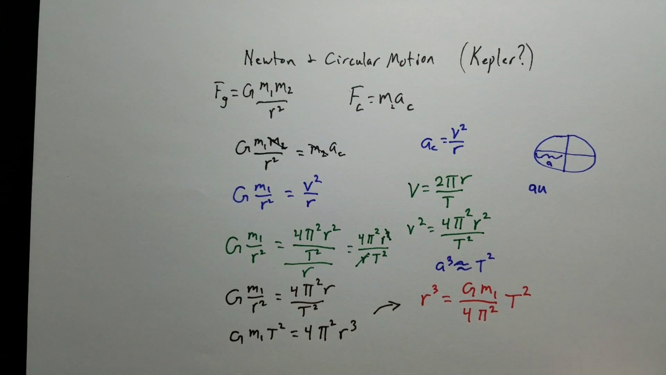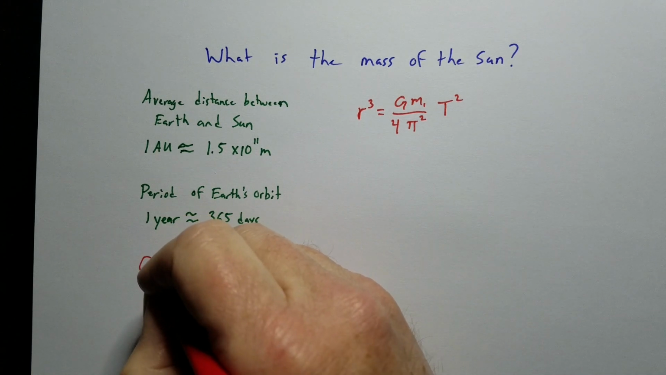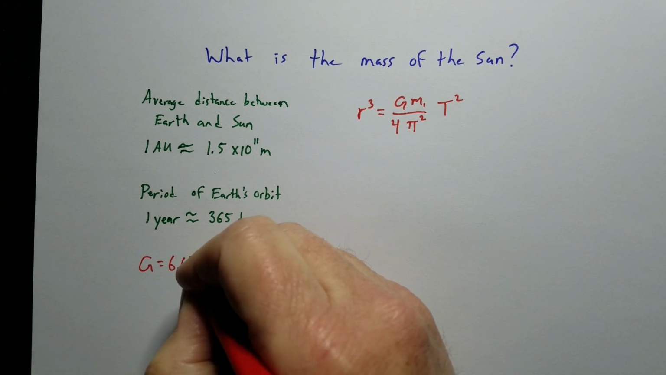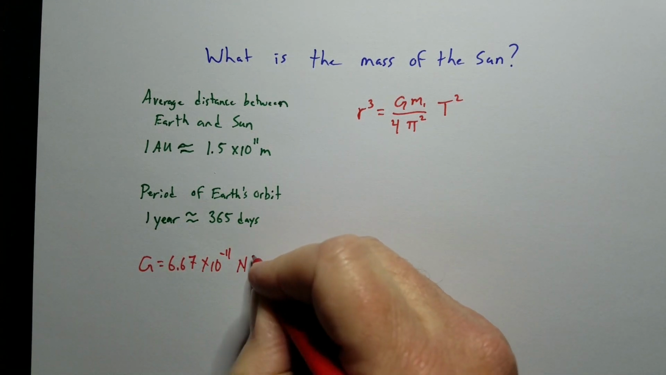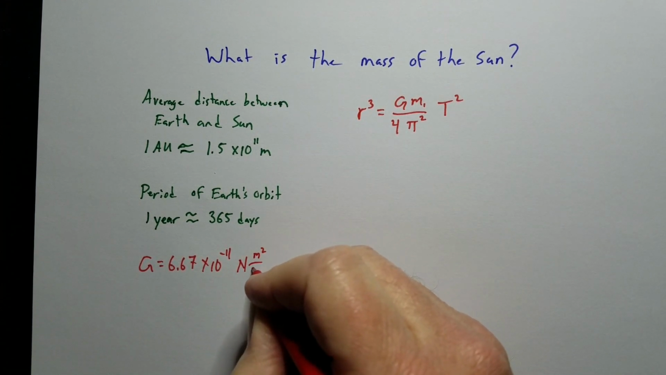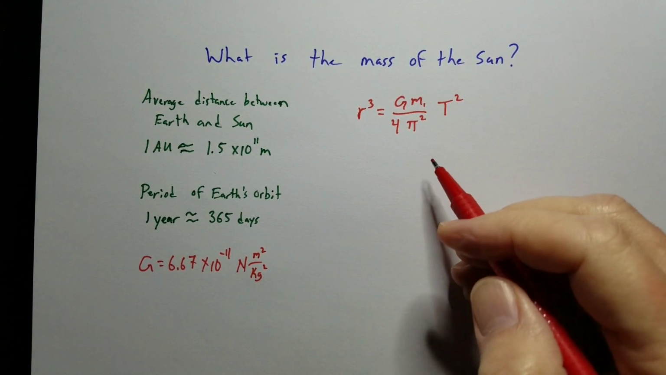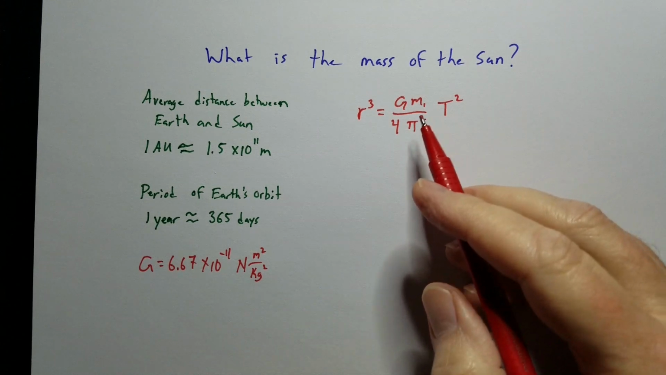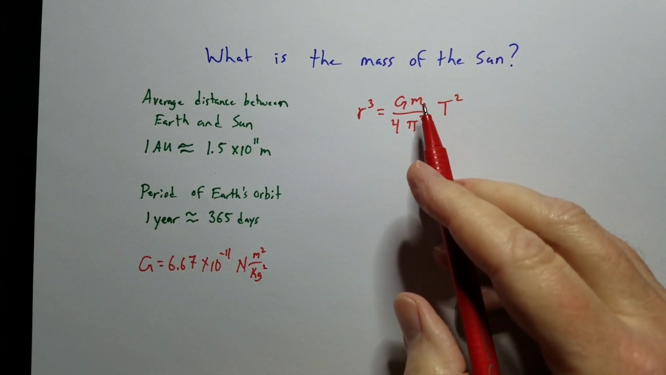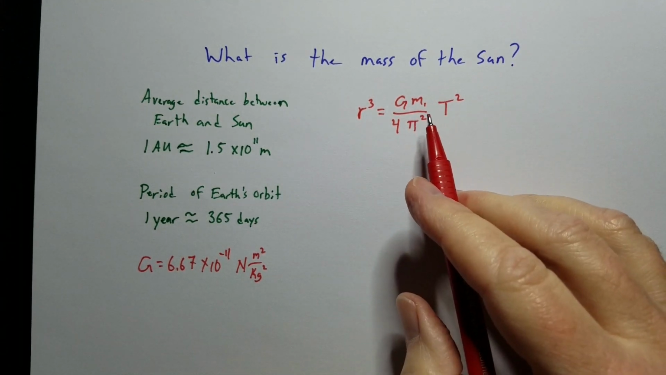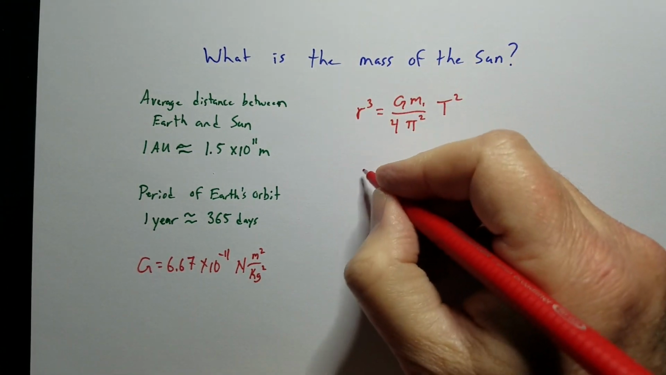So let's try that. I've got some numbers over here, and G is 6.67 times 10 to the minus 11, and these are the units. Now, I want to actually solve for the mass of the sun. So let's rearrange this to solve for the mass of the sun. So we'll pull those back out.